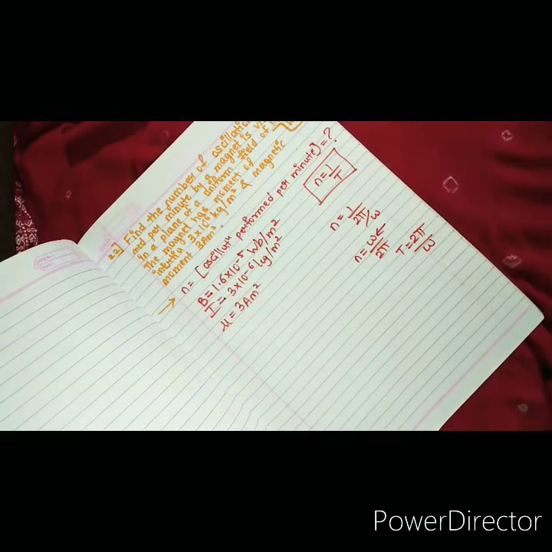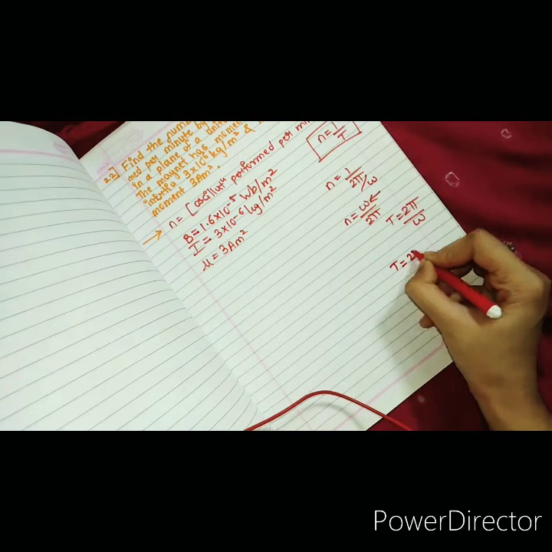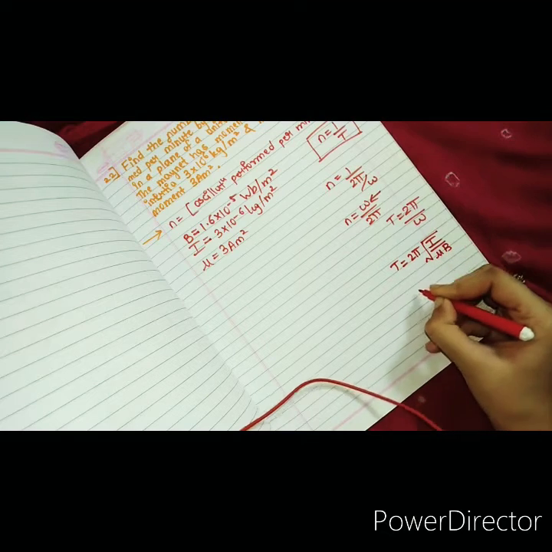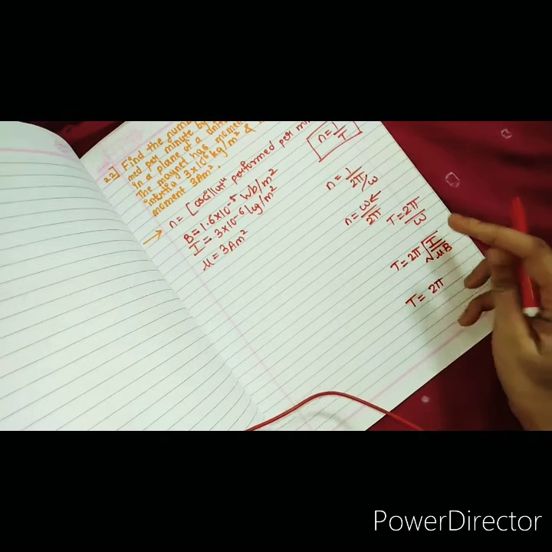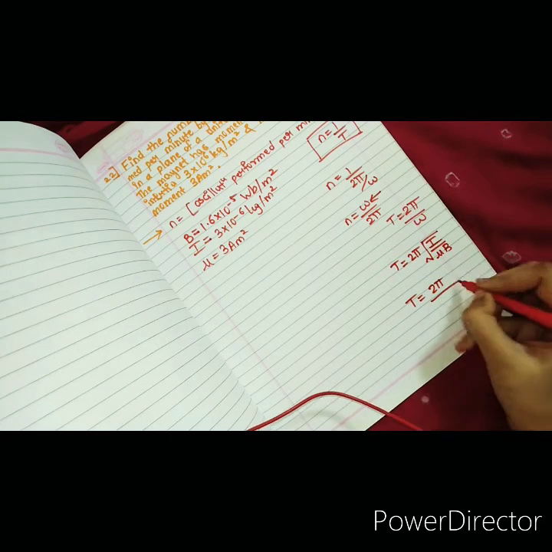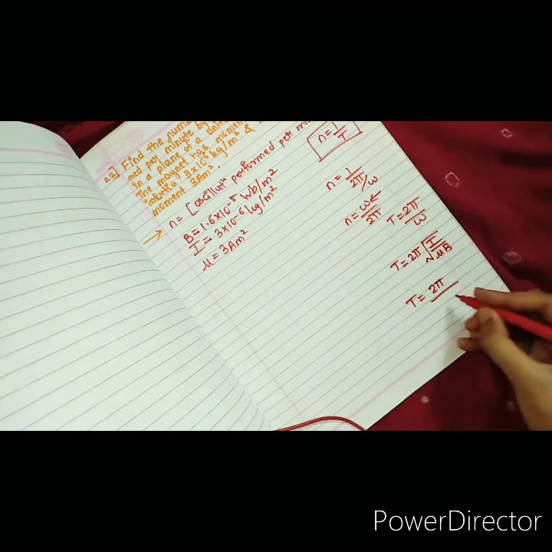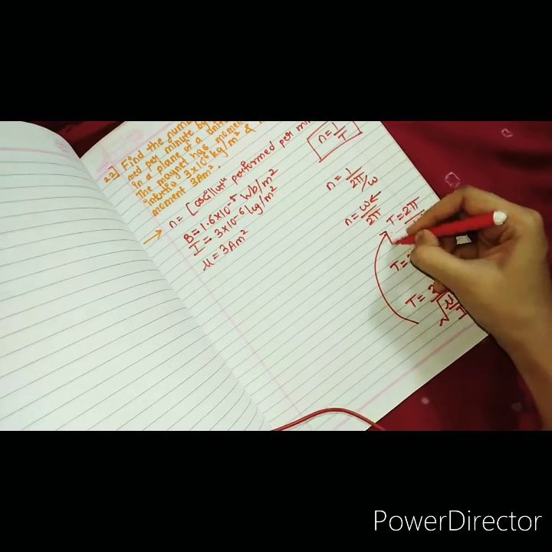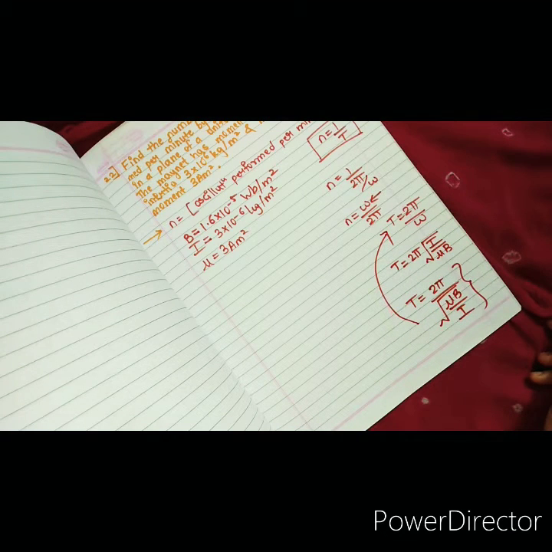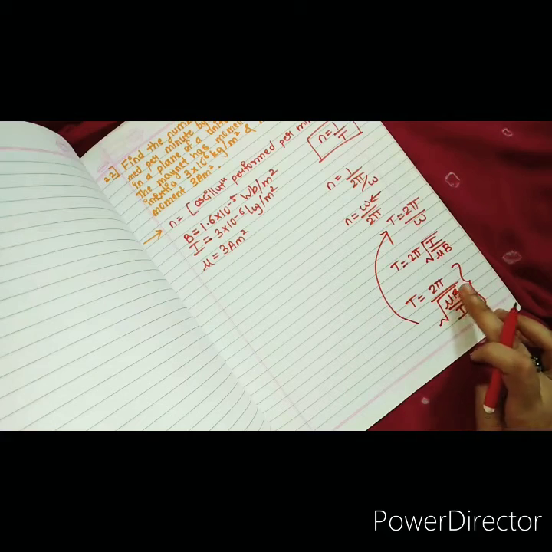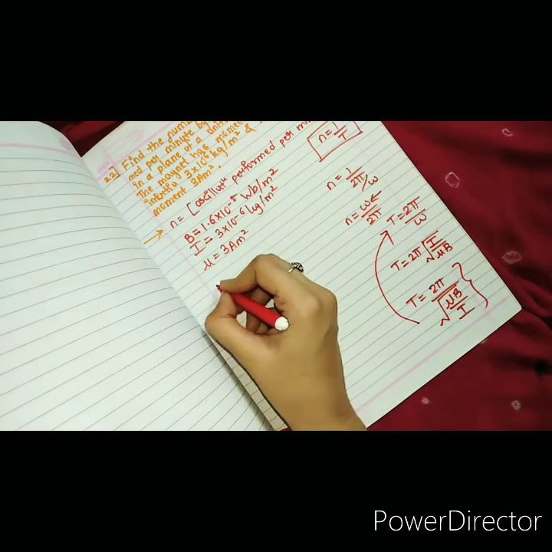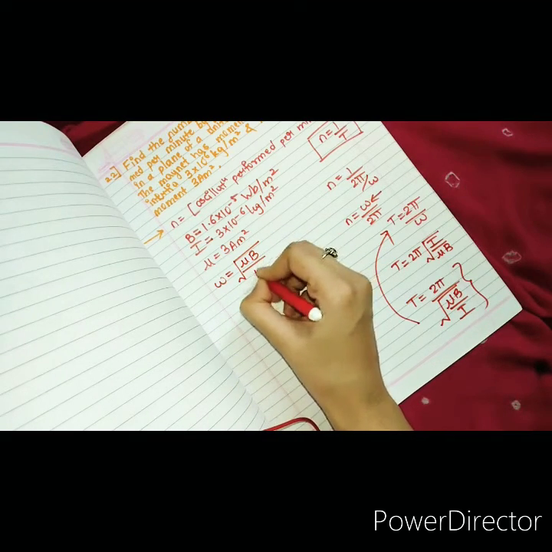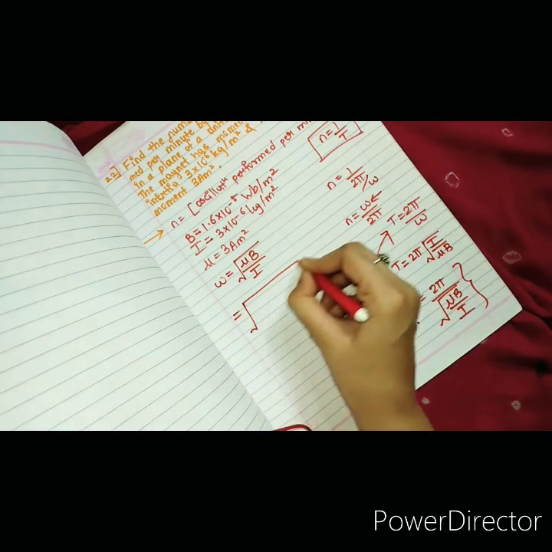I'll just write this. T is equal to 2 pi under root I upon mu B. Okay, now if I take this term in the denominator, it will just flip. It will become under root mu B upon I. Just compare this with this equation. What is omega now? Omega is under root mu B upon I, where mu is the magnetic dipole moment.